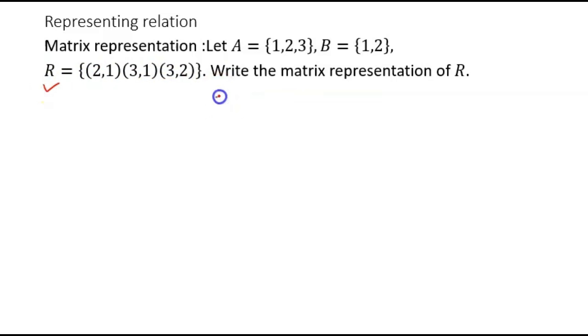To represent it through a matrix, first of all I need to have the elements of A, which I am writing here: 1, 2 and 3. So the elements of A I wrote over here, and what are the elements of B? The elements of B are 1 and 2. Now I look at this position.